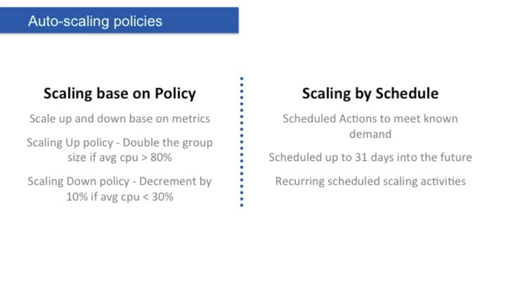So we can achieve two policies that work in tandem to grow and shrink our resources to meet just the demand that's coming at us at that time, and to get rid of the resources when the demand has subsided and therefore stop paying for them. But we can also scale by schedule. So to meet a known demand, common for batch processing or a monthly peak in ordering on an e-commerce site, you can schedule these things up to 31 days in the future, and you can set a recurring schedule of scaling activities.